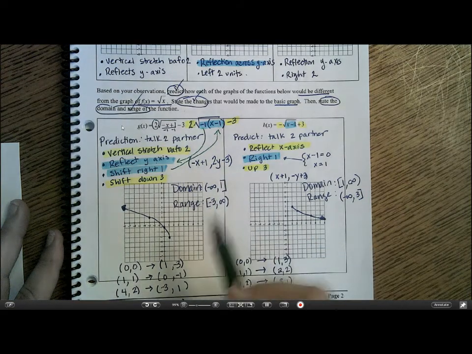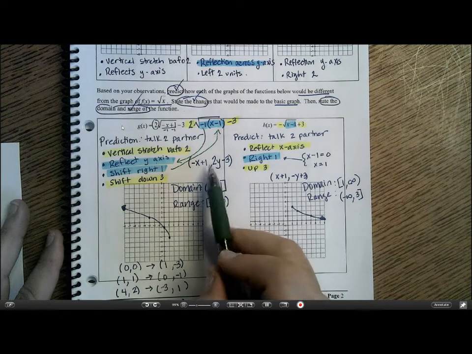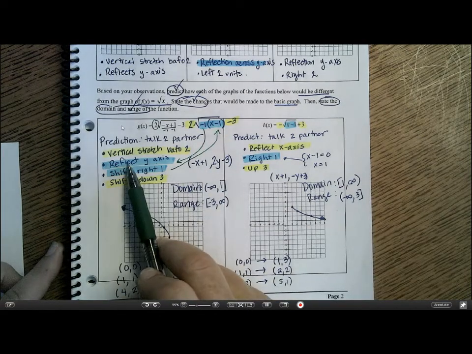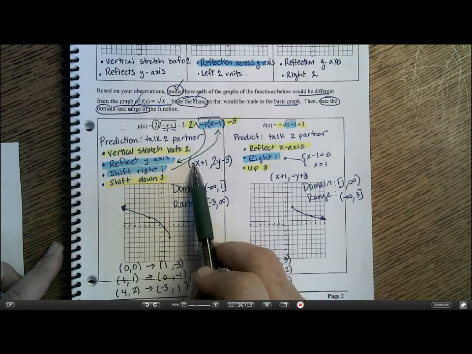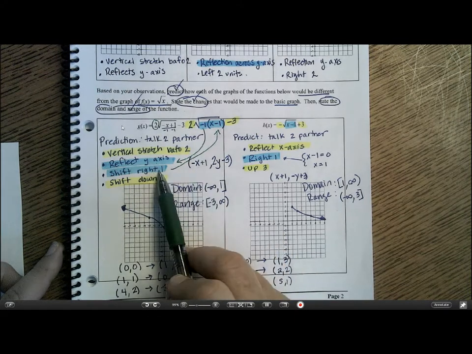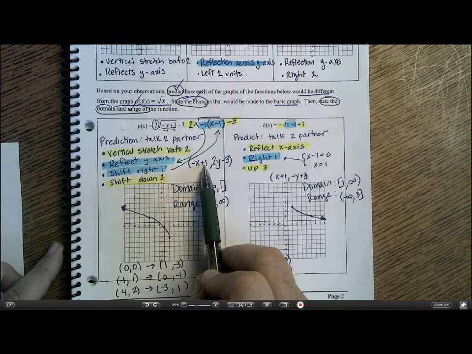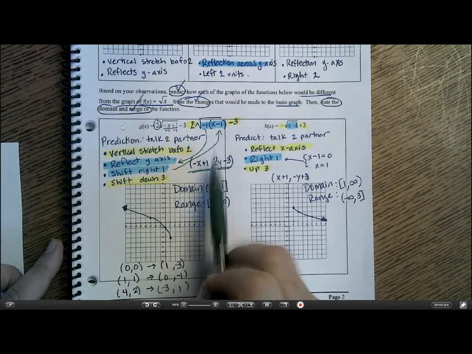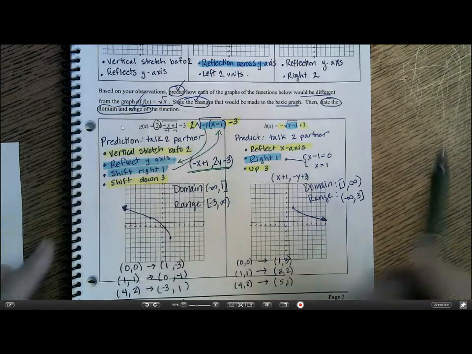So the shifts are always adding and subtracting. And we always do that last in terms of PEMDAS. Reflecting is going to be multiplying by a negative. And then we are going to go right 1, which means we're adding 1. So this is what I need you to be able to generate from the changes that are occurring.